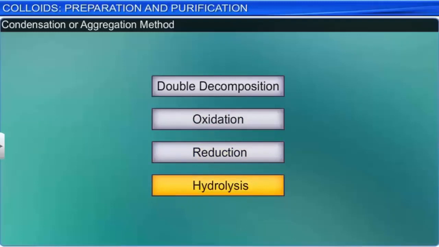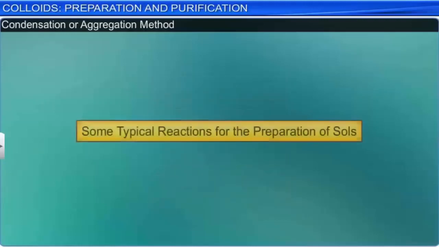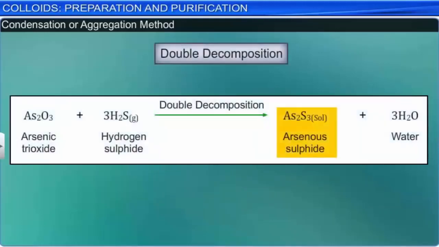Let us now discuss some typical reactions for the preparation of salts. Arsenic sulfide salt can be prepared by a double decomposition reaction. Hydrogen sulfide gas is passed through a dilute aqueous solution of arsenic oxide to yield arsenic sulfide salt.